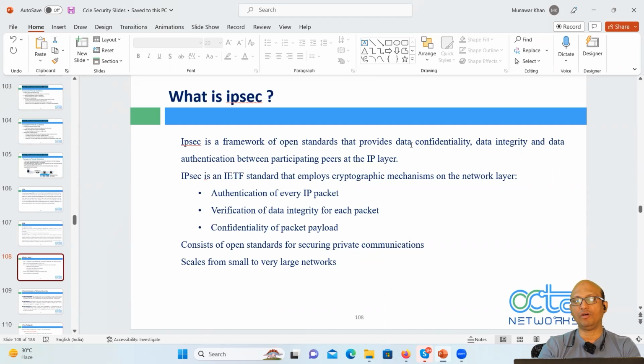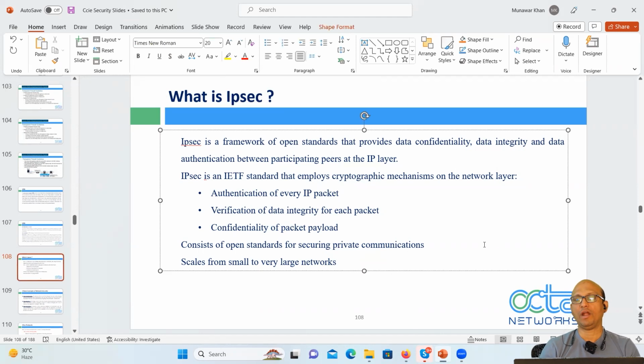So IPsec is the framework of open standard. That means IPsec doesn't belong to Cisco, doesn't belong to any other company or vendor. IPsec is an open standard that provides data confidentiality, data integrity, and data authentication between participating peers at the IP layer. It is an IETF standard. IETF means Internet Engineering Task Force standard. It is an open standard, and it does everything carefully. That is why it is at the top position. So if anybody tells you that they have done IPsec VPN between two locations, then definitely it is one of the safest and strongest tunneling methods you are using.